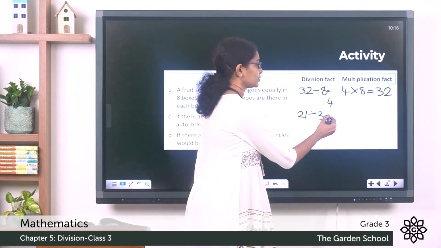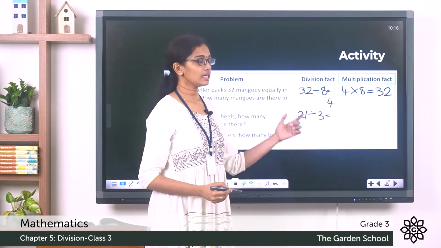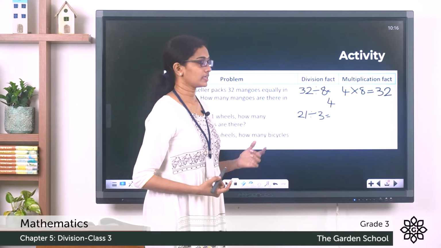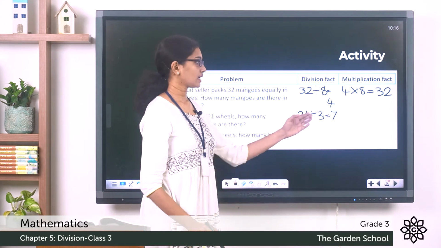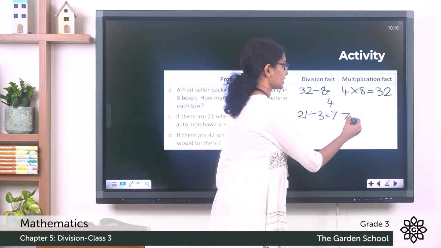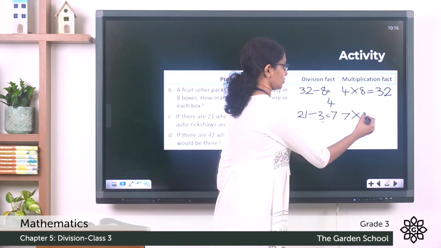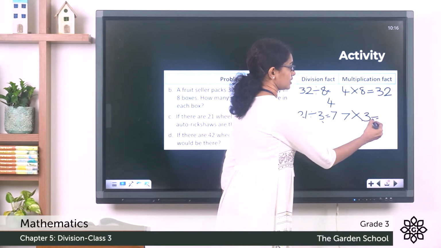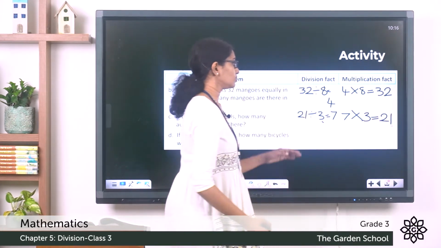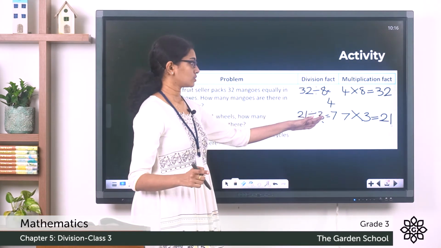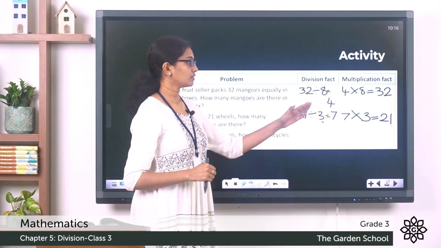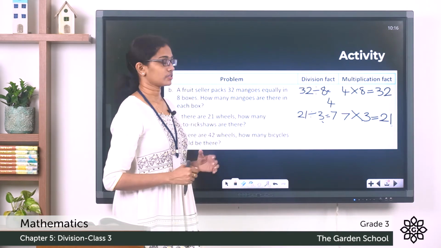And that would be equal to, what is 21 divided by 3? We know 3 sevens are 21. So 21 by 3 is equal to 7, and the multiplication fact is 7 into 3 is equal to 21. So 21 wheels divided into groups of 3. So that would be 7, which means there will be 7 auto rickshaws.